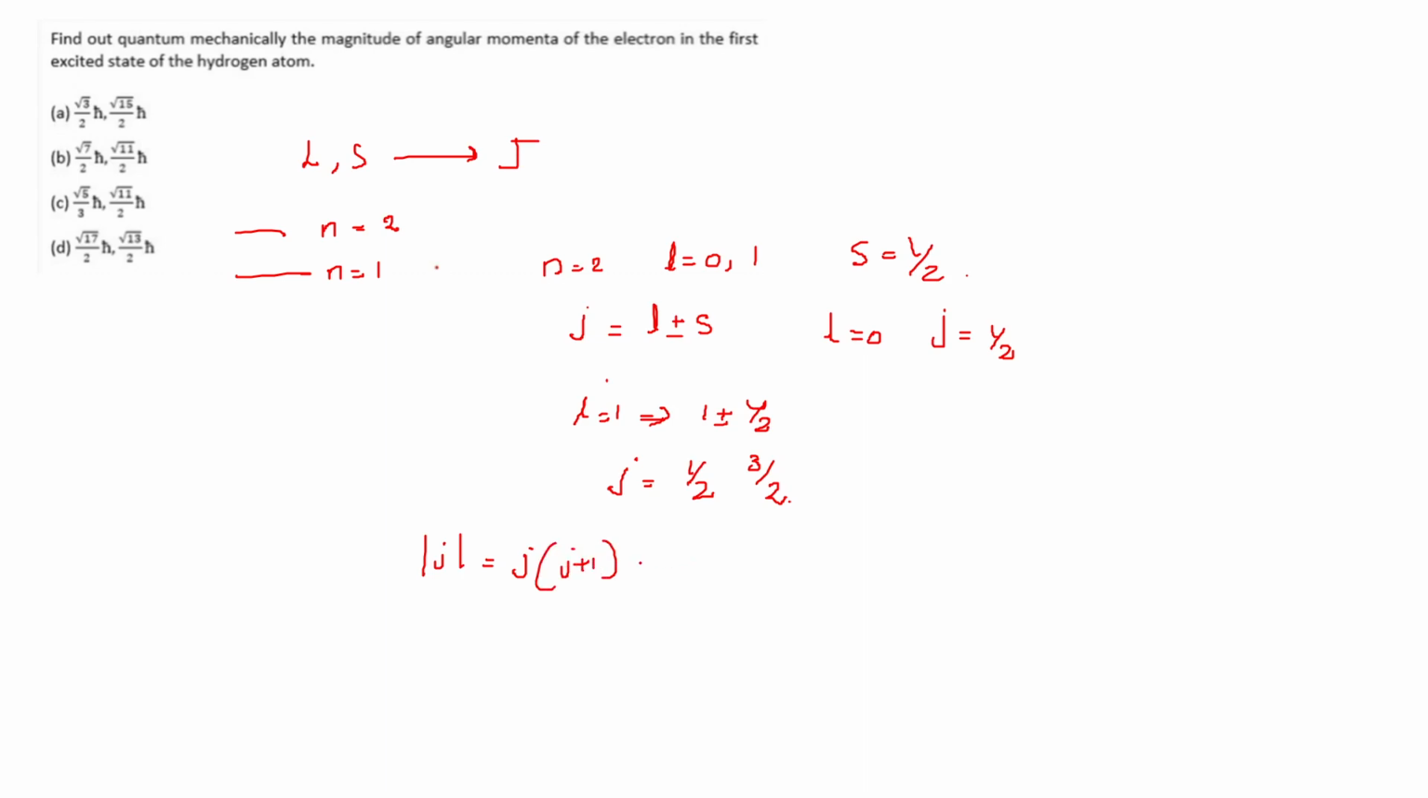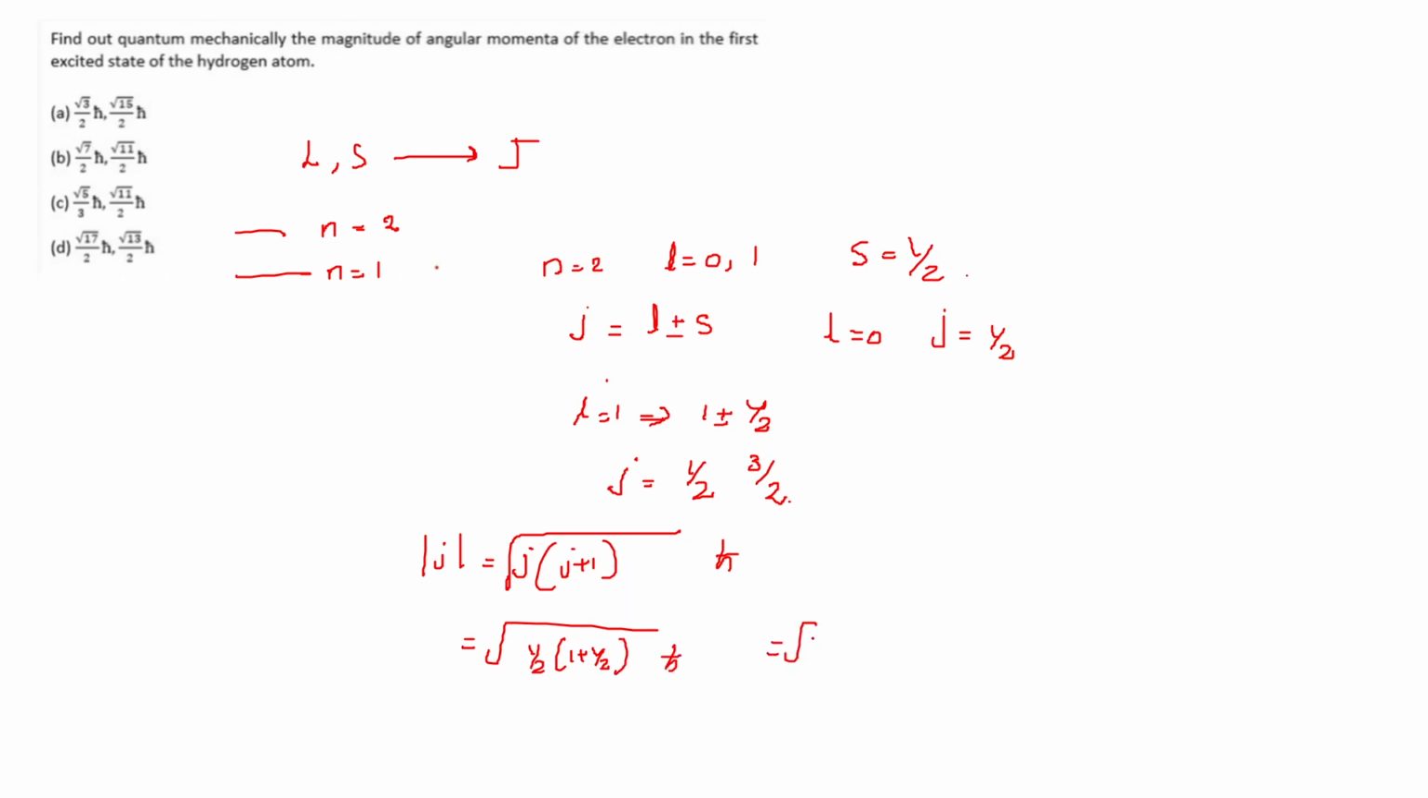J plus 1, that will be root of J into J plus 1. So this is the magnitude for the angular momentum, which we are always calculating, the magnitude of the angular momentum. There will be h cross also. So now substitute the values, half into 1 plus half, h cross.